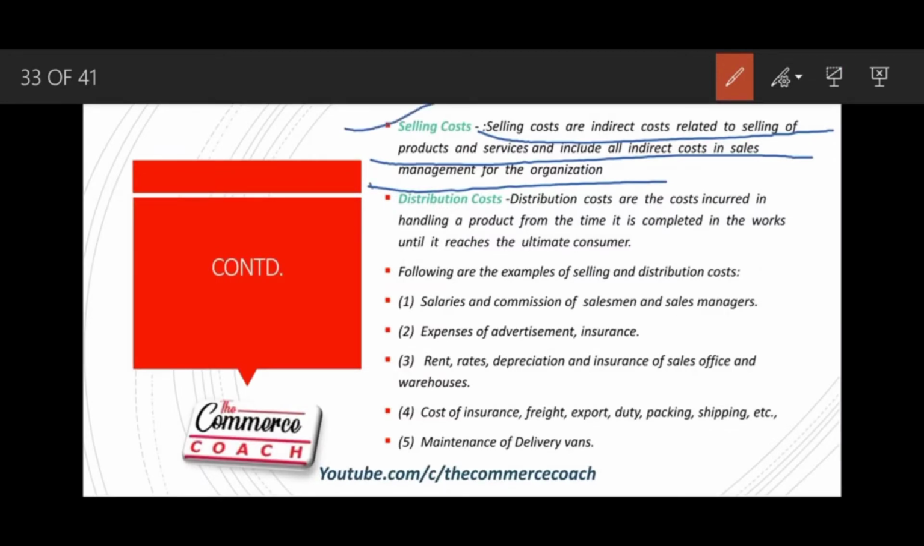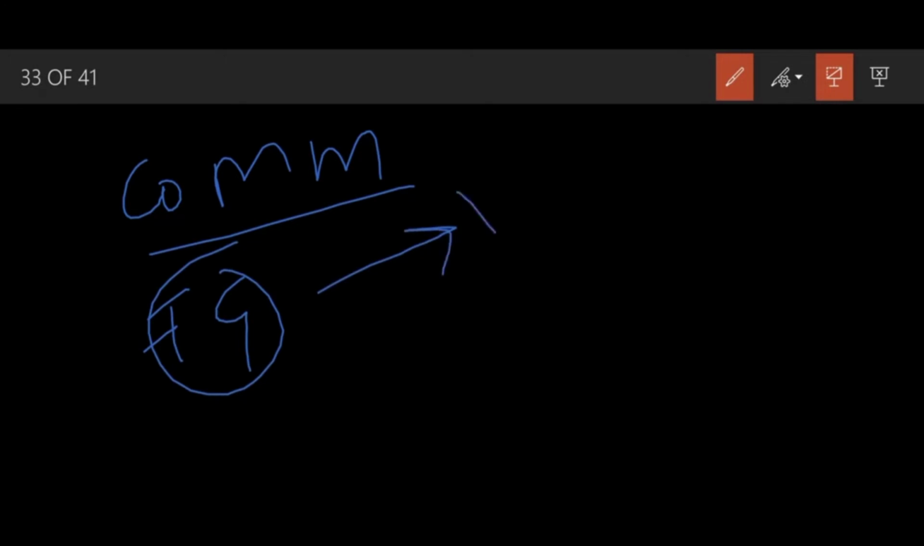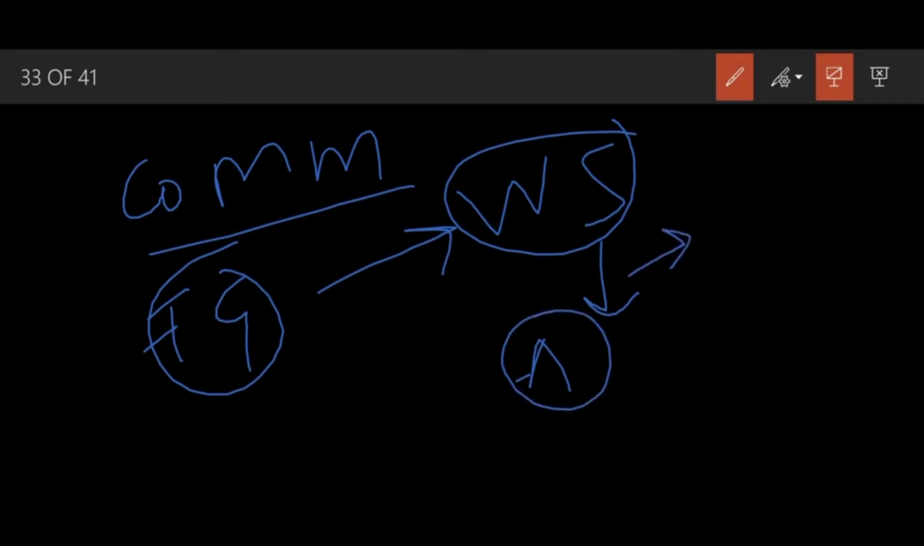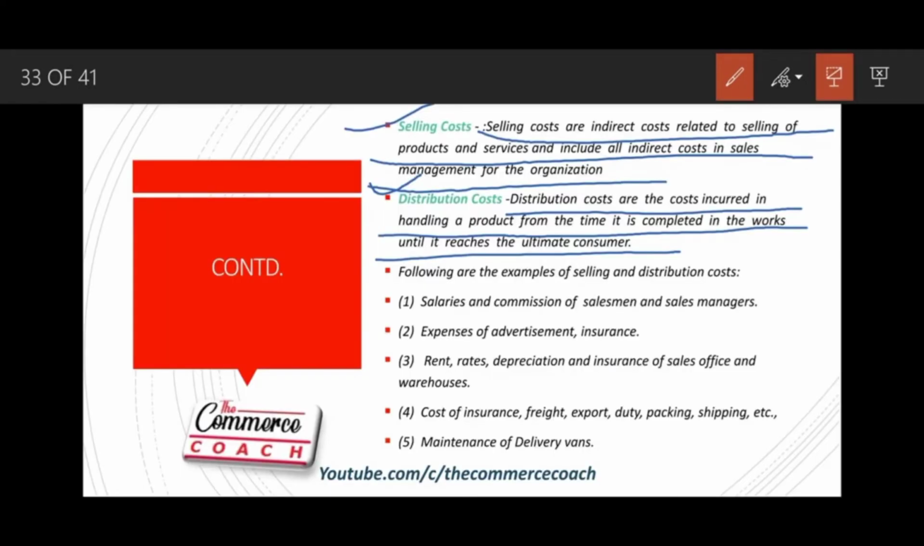That is why we will be adding commission as indirect expense. Distribution cost. So what is the difference between selling cost and distribution cost? Distribution costs are the costs incurred in handling a product from the time it is completed in the works until it reaches the ultimate customer. So basically, you have given the commission, the agent will be selling a product, but you will also have to move it from your godown. The finished goods will be stored in a godown or workstation. Then from the workstation, it will be transferred to the agent. So the transferring cost, the cost associated with the whole process, is known as distribution cost. Okay, so the cost from the date of completion of the product to making it available to the final consumer is known as distribution cost.